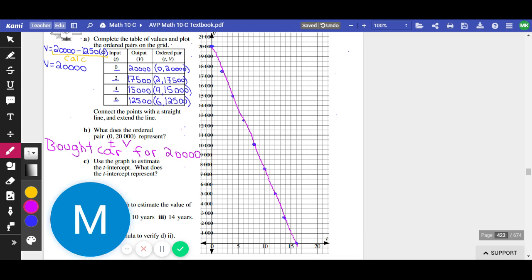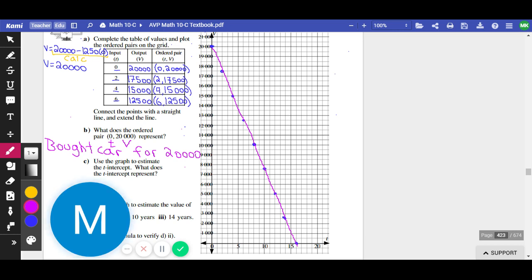And we could look at any point and discuss what it actually means, right? This ordered pair 4, 15,000. That means something. That means after 4 years, the car is worth $15,000. Excuse me. You could look at another point. When the car is 2 years old, it's worth $17,500, right? Every single moment in time on this line is telling you something about the value of the car. It just depends how long it's been.